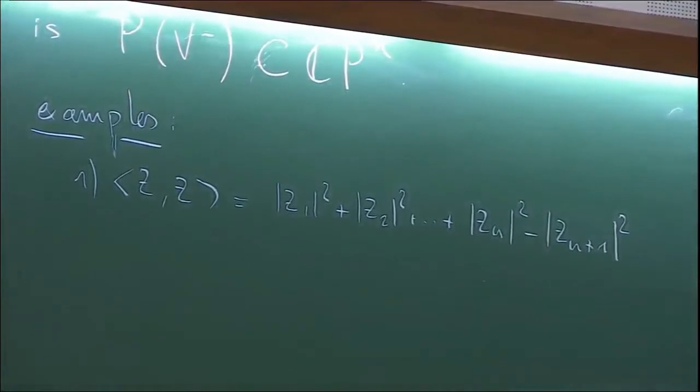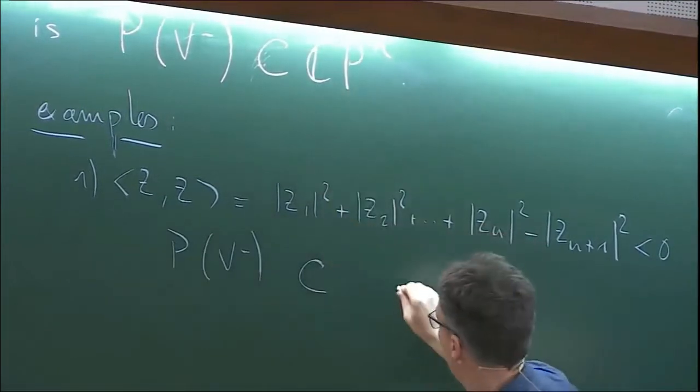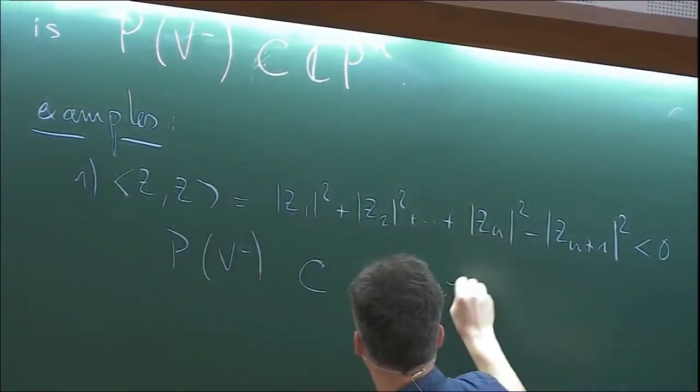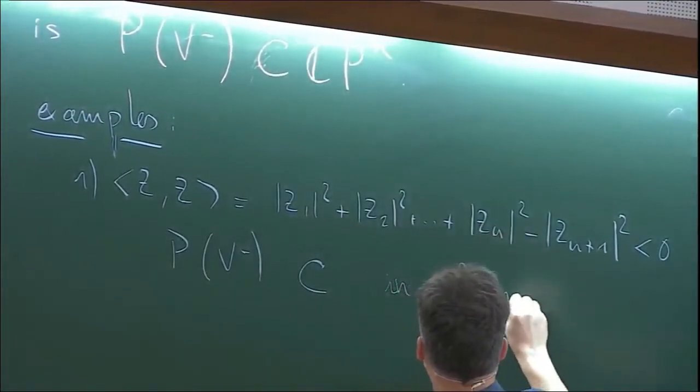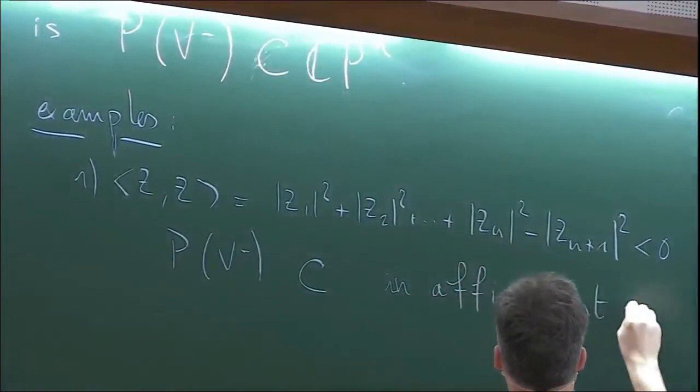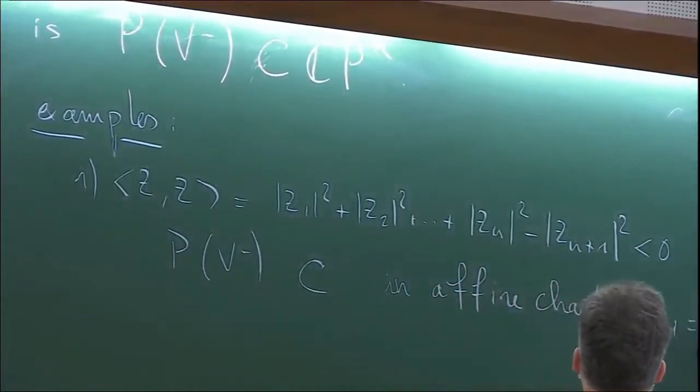Okay? Now, if you look at the negative cone of this, well, obviously, if this is negative, then z_(n+1) has to be non-zero. And in other words, this means that P of V minus is contained in the affine chart of CP^n given by z_(n+1) equal to 1.